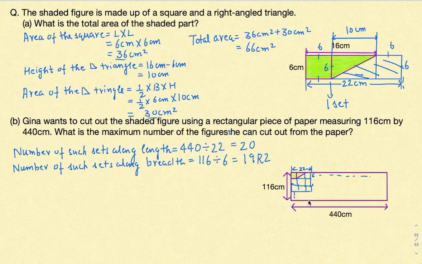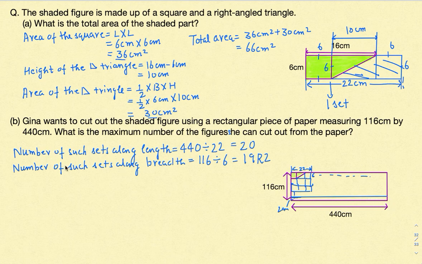So basically you will have 19 such sets along the width, and at the end there will be a space of 2 cm left. That can't be covered because the breadth we need here is 6, but we are left with only 2. We cannot fit a new set here. So this strip along the length is empty and won't be used.